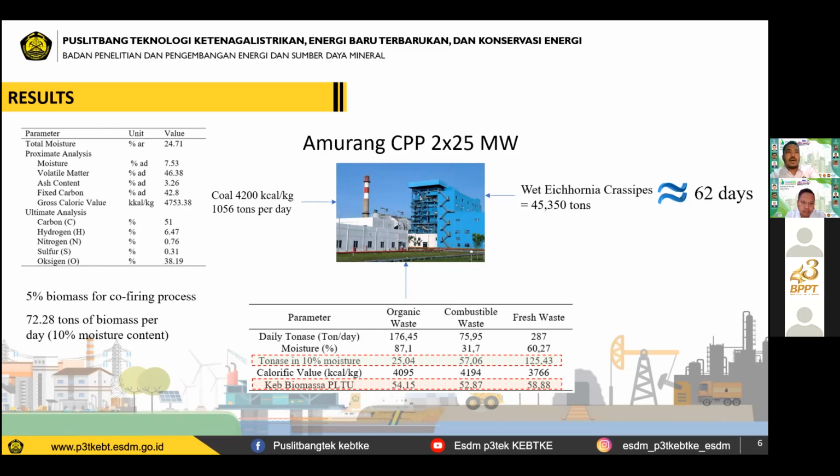So we need another alternative to maintain the sustainability of the supply of material, and we use municipal solid waste. And from our analysis, we can use the fresh waste or combustible waste to fulfill the lack of Eichhornia crassipes needed in the coal power plant.